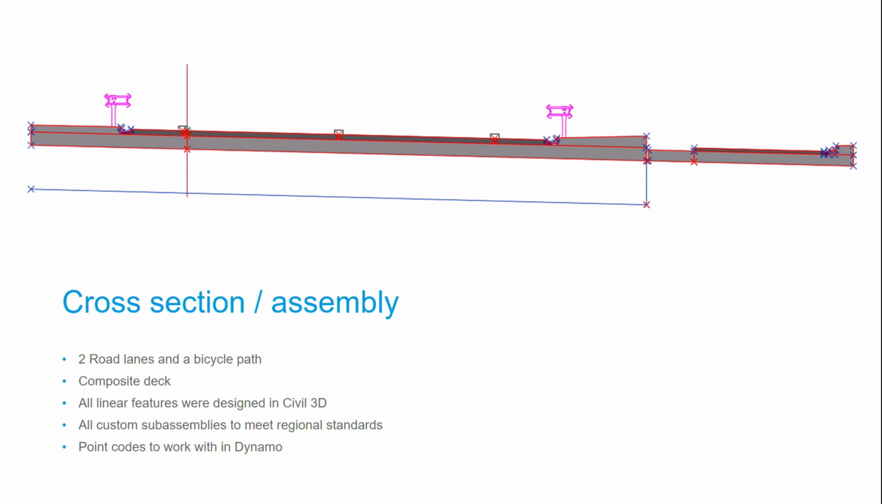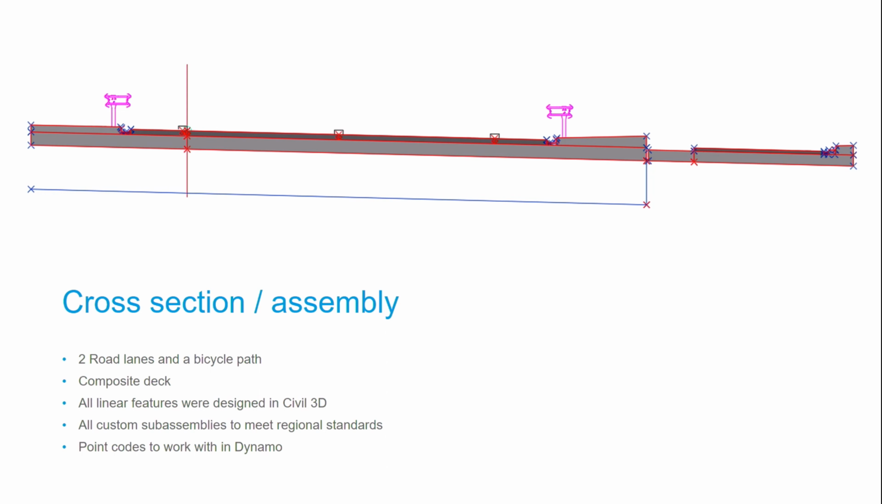And this is the cross-section, or the assembly if you will, of the deck part of the bridge. There's a couple of lanes. The blue lines on the bottom, we use those lines to lay out the floor beams of the bridge, as you will see later. It's a composite deck, so concrete combined with steel girders in this case.